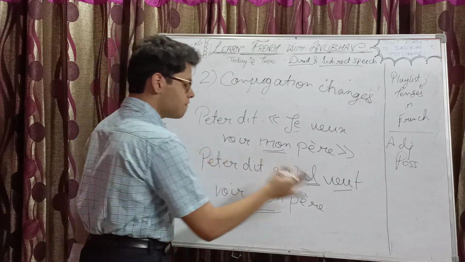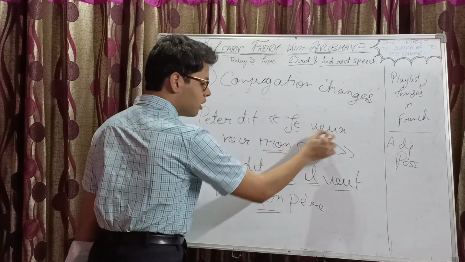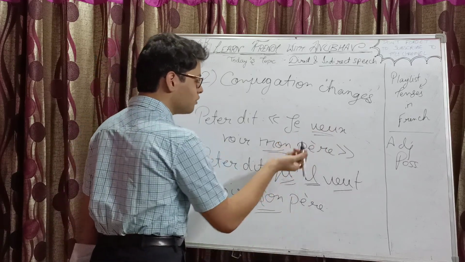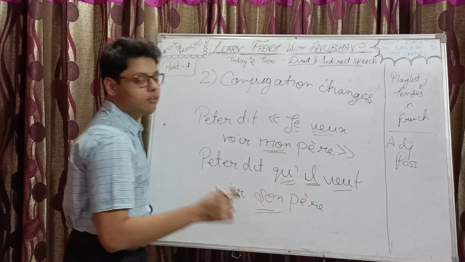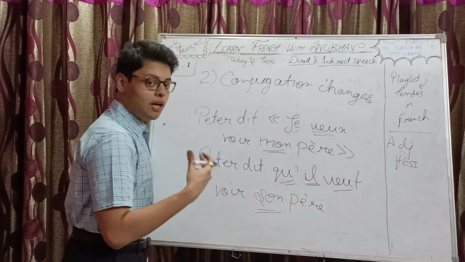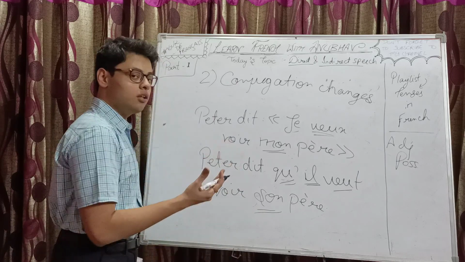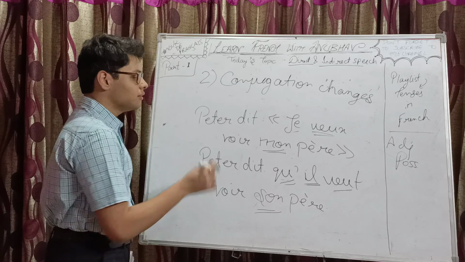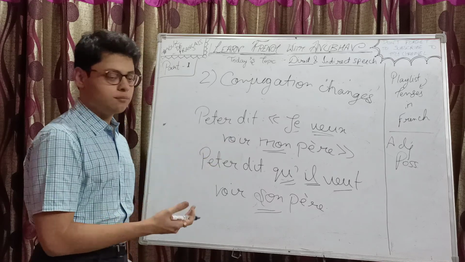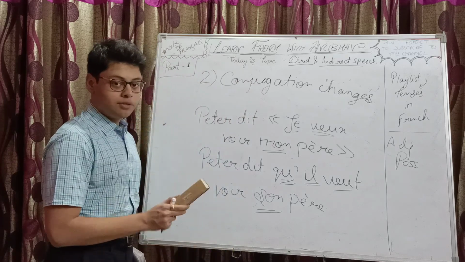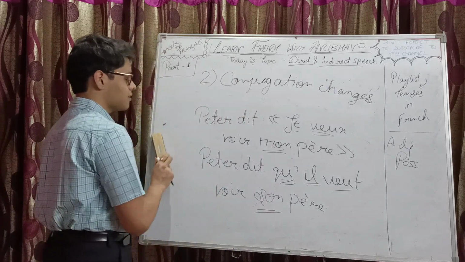Peter dit que il, verb. Like with "il," vouloir is the verb which means to want. Veux is the conjugation with "je." You can't write it with "il," right? With "il" you have a separate conjugation. You have veut with "il." So "il veut." So it will change accordingly as per the subject pronoun, right? So "je veux" changed to "il veut." Now moving to the third change which takes place.